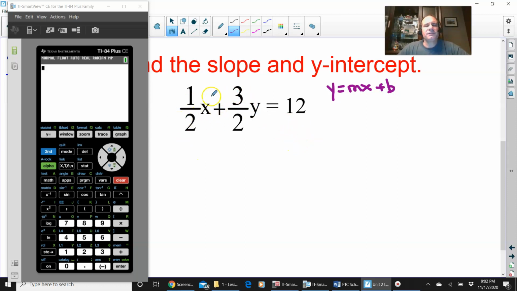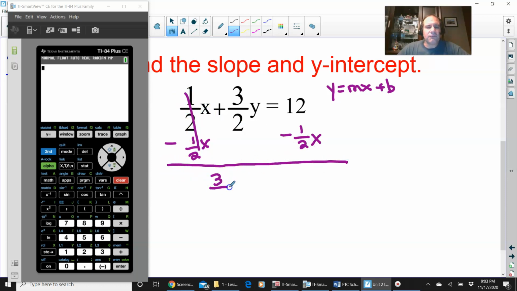So how do we start to solve for y? Just like the equations above, we have to move this x over to the other side. So how do I do that? Yes, let's move that x over to the other side by subtracting the 1/2 x. So I'm going to cancel this out, and I'm going to bring down the 3 over 2 y equals -1/2 x plus 12.